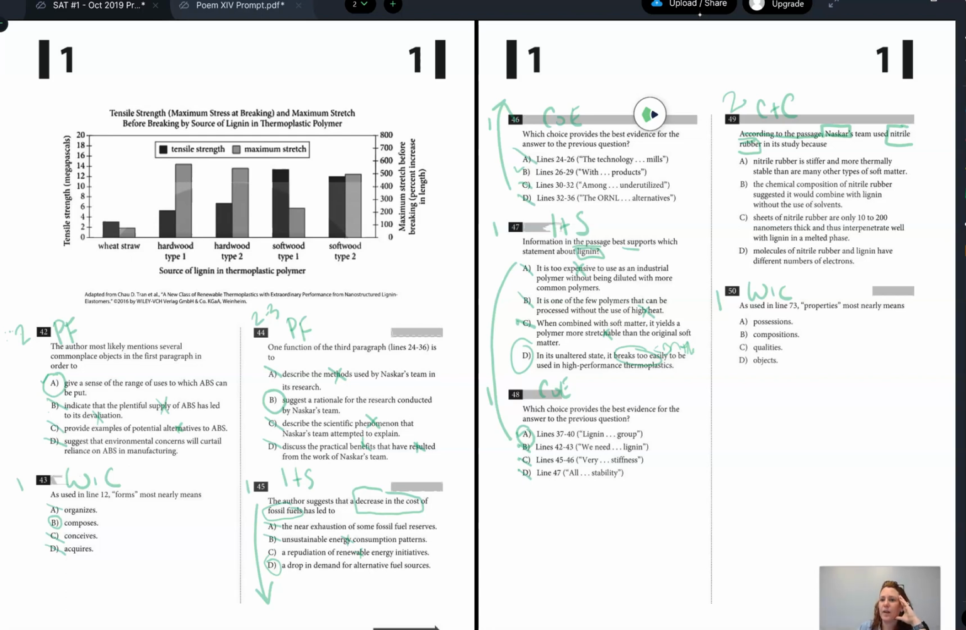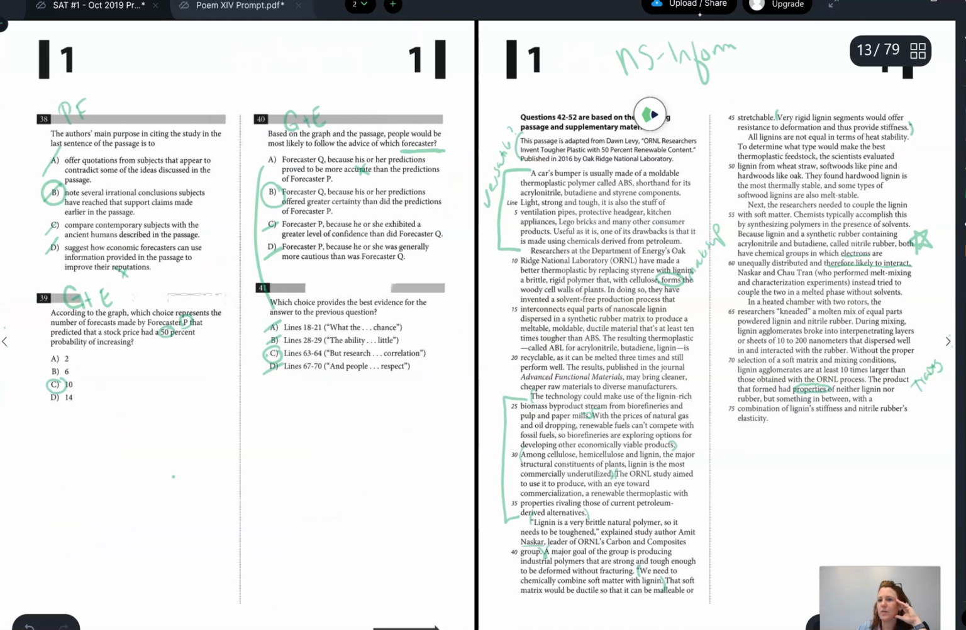Content question, and we're looking for that nitrile rubber. Why did the team use nitrile rubber in its study? So why do we use that? We actually already marked this because we found nitrile rubber in this one place, and it said the chemist and his team accomplished whatever this goal is because lignin and a synthetic rubber, nitrile rubber, have chemical groups in which electrons are unequally distributed and therefore are likely to interact. They tried to couple the two because they were likely to interact because of their similar chemical groups.